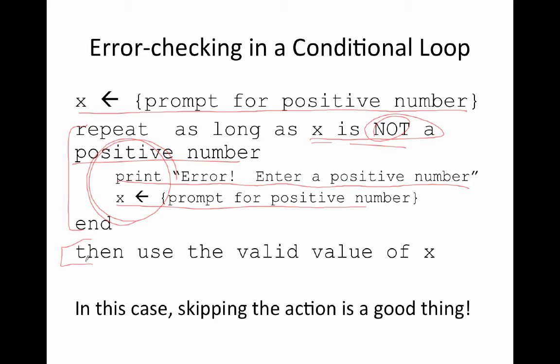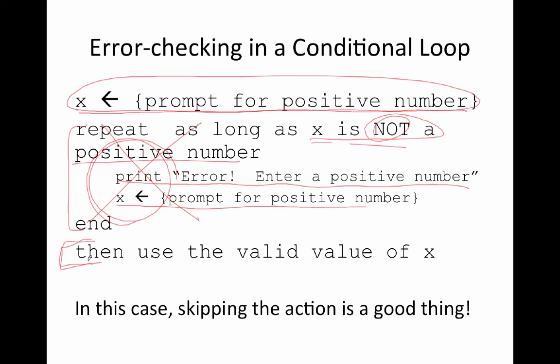So notice that in this case, the condition on the conditional loop is on the top. So the very first time we prompt the user for a positive number and the user actually follows directions and they enter a positive number, then we're not going to have to repeat this action at all. We're just going to use the valid value of x that the user entered.